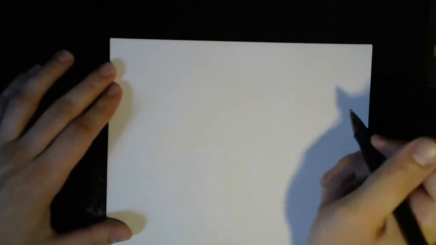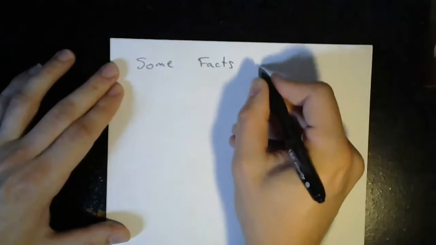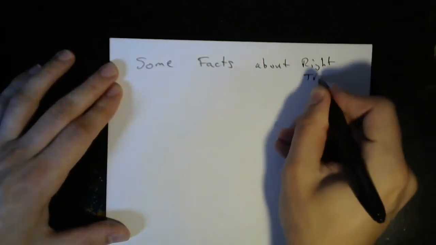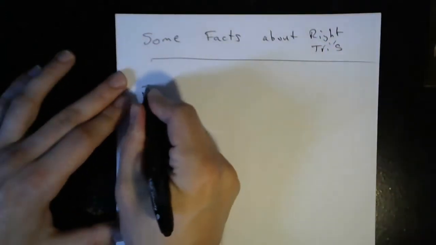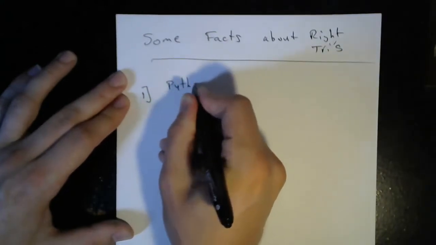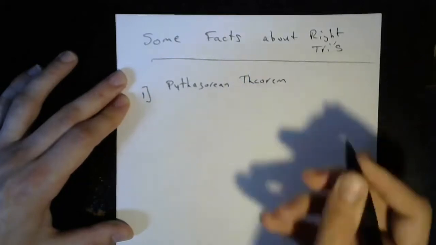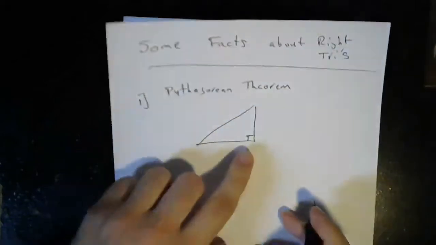So we've been talking about right triangles, right triangle definitions of our trig functions. And so what I really want to do quickly is just mention some facts about right triangles, facts and definitions that are useful. So the first one is the Pythagorean theorem holds. Right, so the Pythagorean theorem holds, but only holds for right triangles, right?